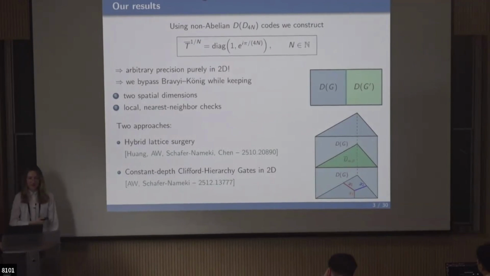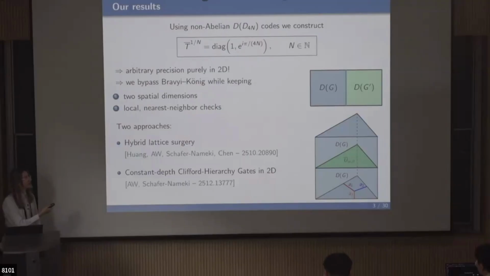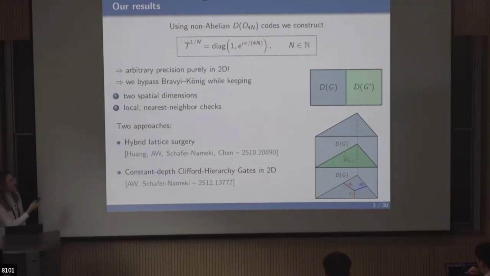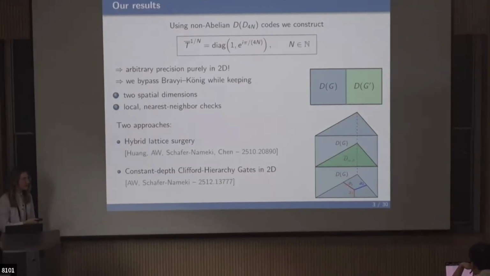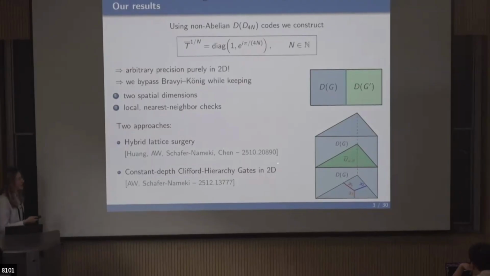But as we will discuss, these will actually involve Clifford hierarchy stabilizers. And in particular, if we want level n in the Clifford hierarchy, the stabilizers will be at level n-1. I will discuss 2 approaches. One is a hybrid lattice surgery, where we will perform merge and split operations between different code patches. And the second one is a constant depth implementation, where we use automorphisms of the code to implement a constant depth gate.